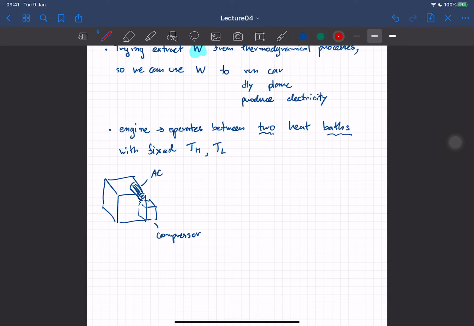So I can draw the arrow like this, and then dump it out to the outside, like that. Okay. So the two temperatures that we are operating this heat engine, which is the air conditioner, between are the outside temperature TH and the inside temperature TL. Right. So it's operating between these two temperatures, and the role of this AC is to take out heat from the low temperature and then dump it into the high temperature like this. Right.